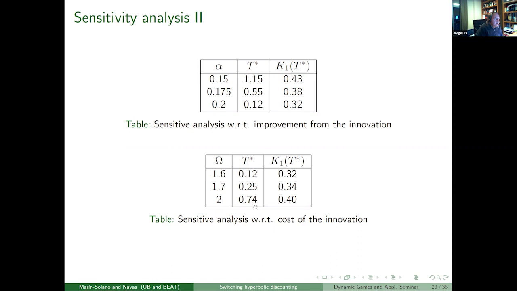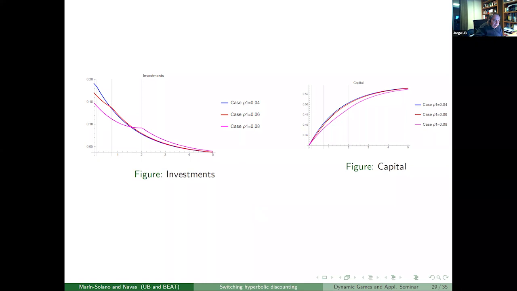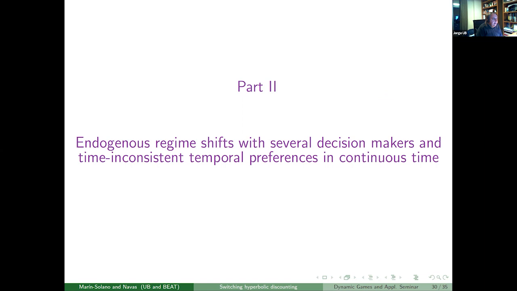Okay, finally, we go to the case, and these are just some pictures looking at the evolution of the control and the state variables. But let's go to the second part, okay? That is the case when we have more than one decision maker. So, in the case of a dynamic or differential game.